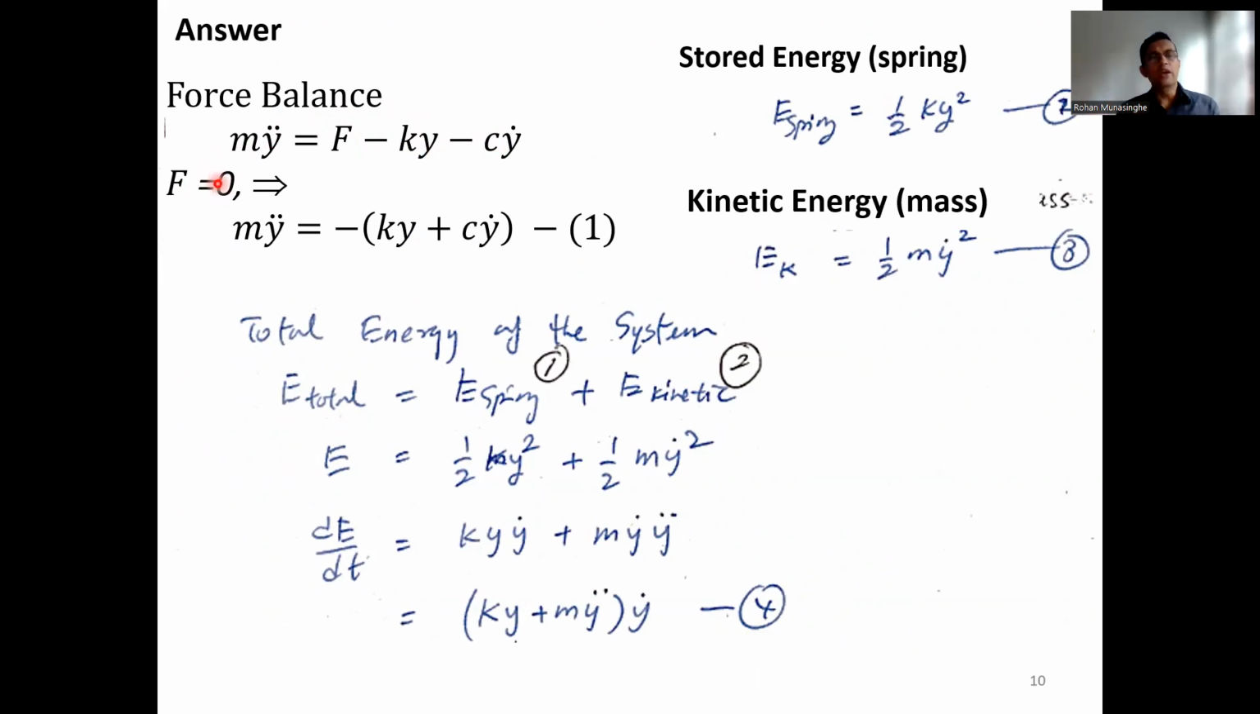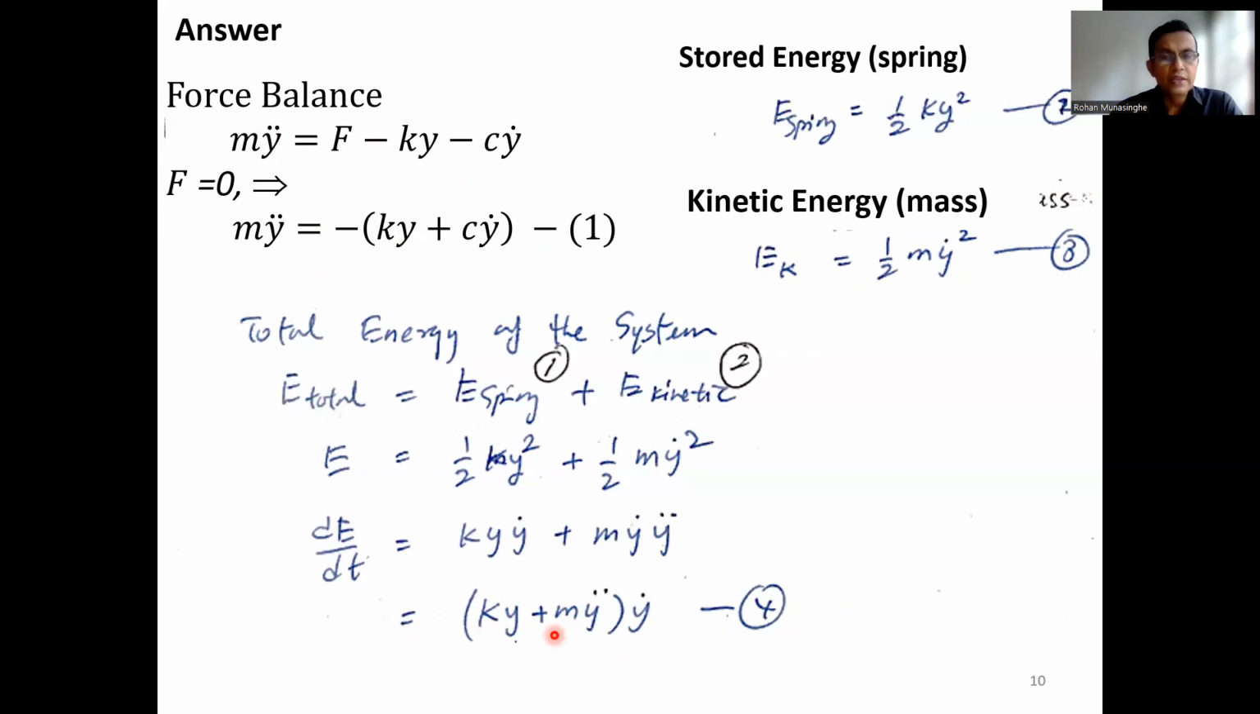Now, because there's no F, we can set F to 0. So when F is 0, what you have is m y double dot on the left hand side equal to minus (ky plus c y dot). So we have a relationship between mass, acceleration, velocity, and position, equation number 1. Now, in addition to that, we already have this equation. This is the rate of change of stored energy of the system.